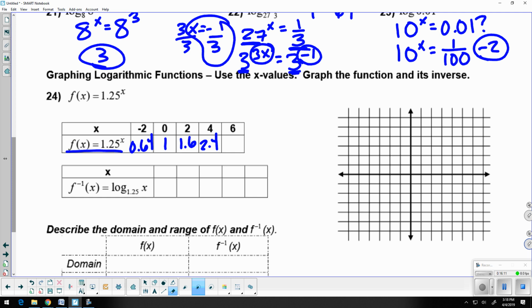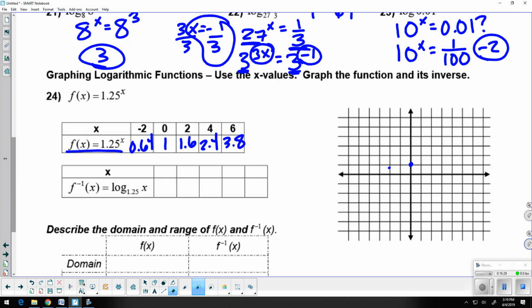1.25 raised to 6 is about 3.8. So let's graph out this exponential first, and then we'll continue on with the last part. Okay, so if I graph this, I'm going back 2, and then going up about 0.64, and then 0, 1 is right here. That's my y-intercept.